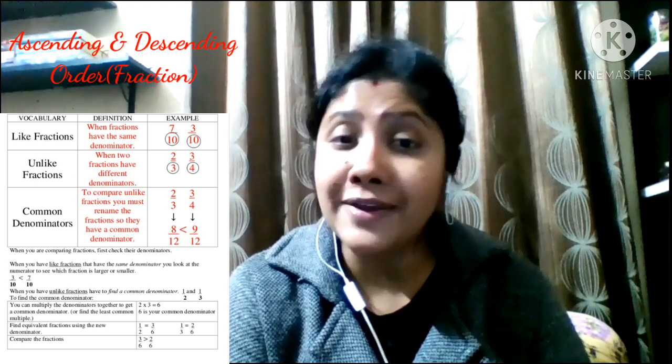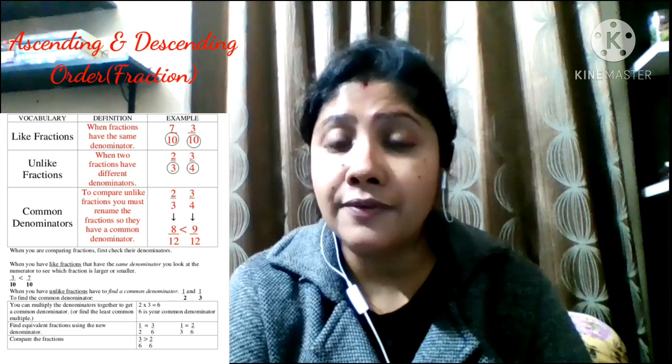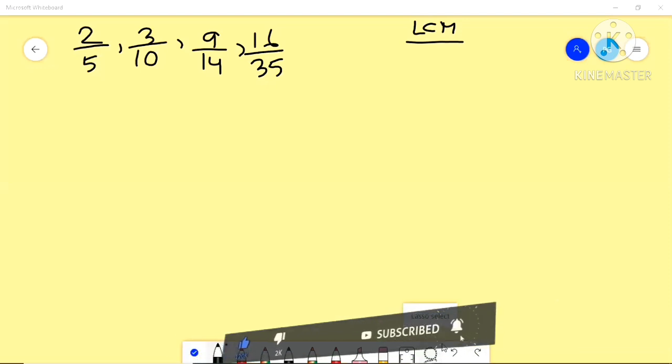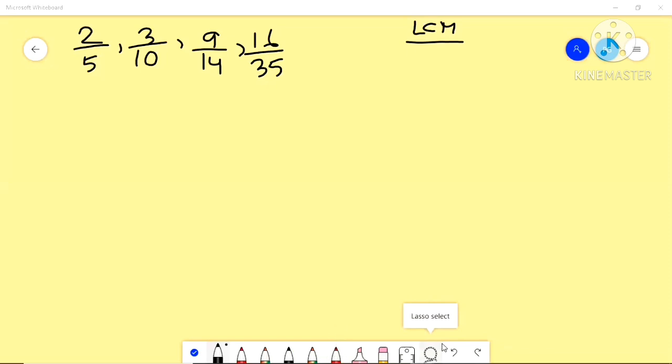But today we will not do ascending and descending order of a like fraction. We are going to solve of unlike fraction. Okay, so let's start. So how to do ascending and descending order of a unlike fraction. So what is unlike fraction? See, all the denominators are different. Here the denominator is 5, 10, 14, 35.